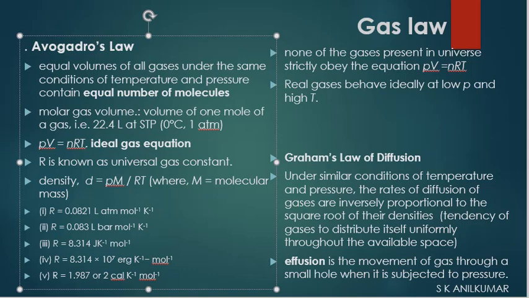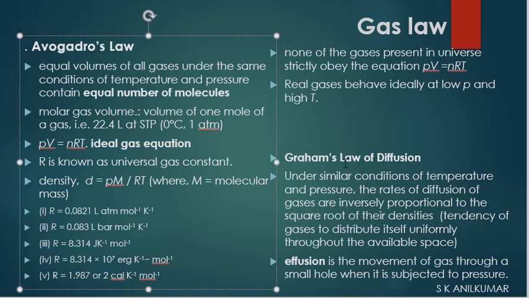Now none of the gases present in the universe obey this PV equals nRT formula. That means none of the gases are in an ideal state. Real gases behave ideally only at low pressure and high temperature. So when T goes up or when P goes down, the gas complies with the PV equals nRT formula. Otherwise, gases are not in an ideal situation.